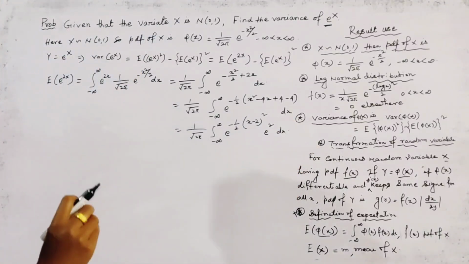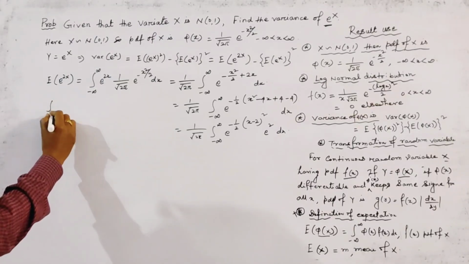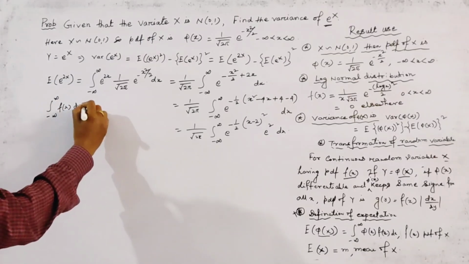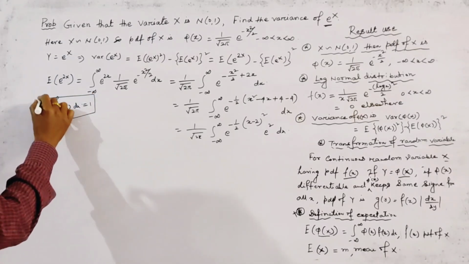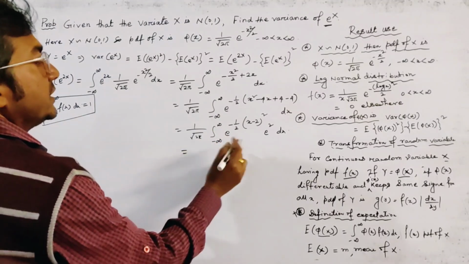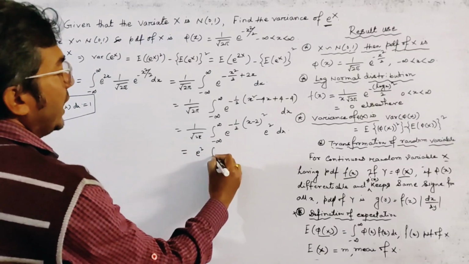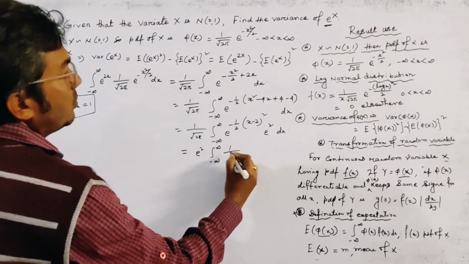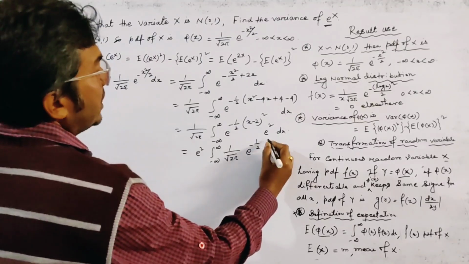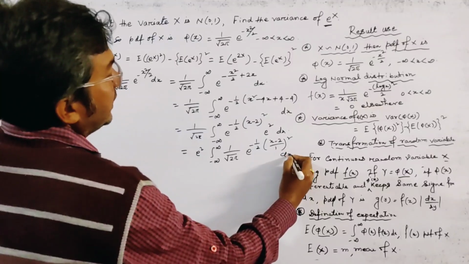Now for any type of PDF, we know that the integration from minus infinity to infinity of fx dx, for a continuous random variable, is 1. This is an important property of PDF. We use this property here. We first write e to the power 2 outside of the integration, and the integration from minus infinity to infinity of 1 by root 2 pi e to the power minus half into x minus 2 by 1 whole square dx.